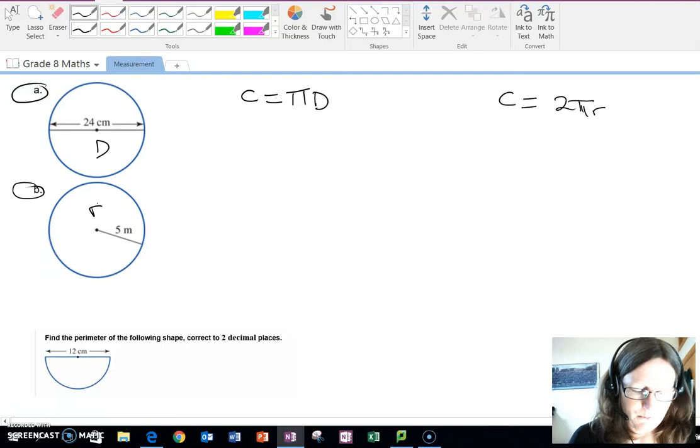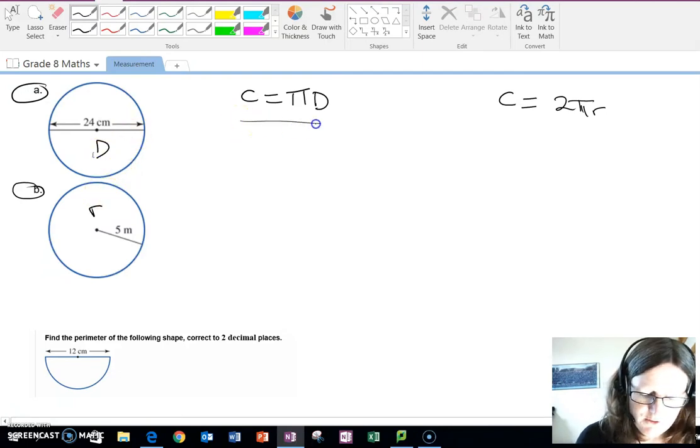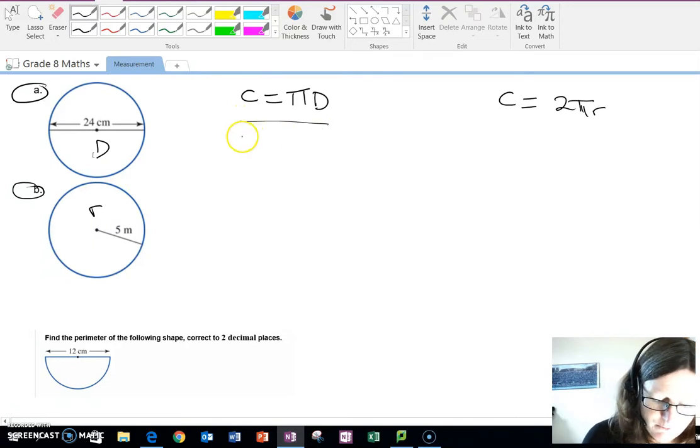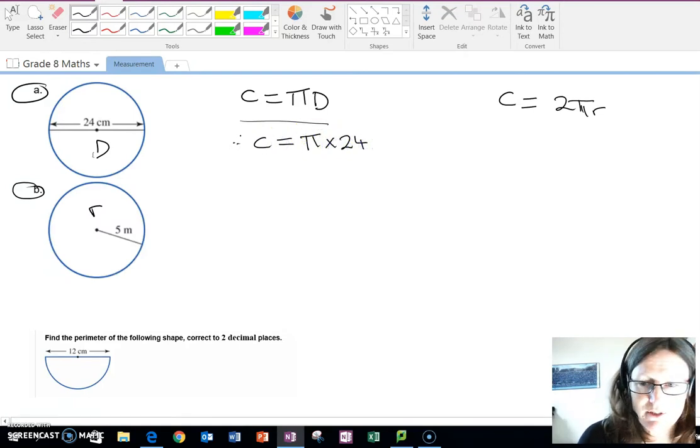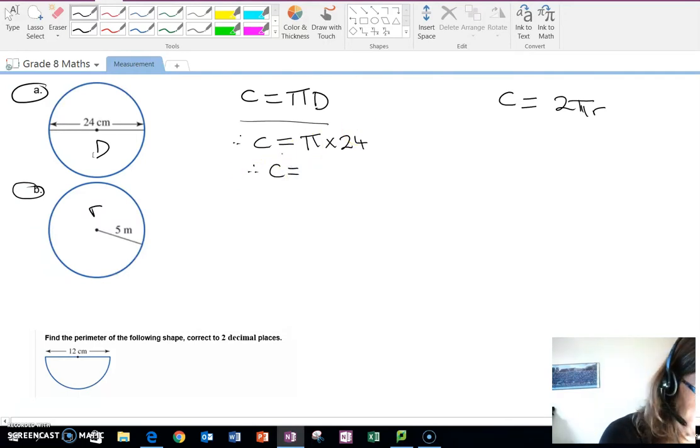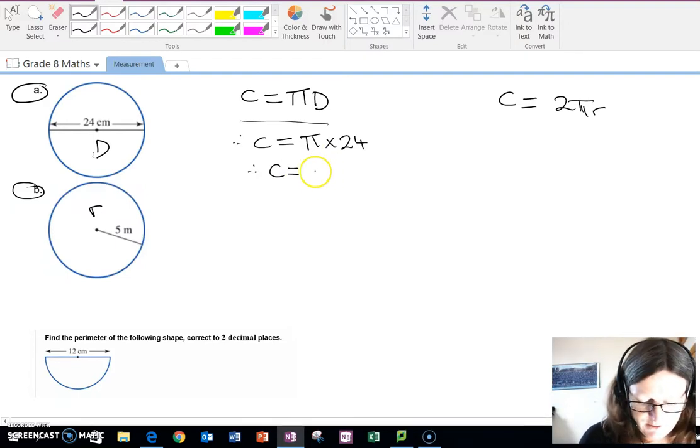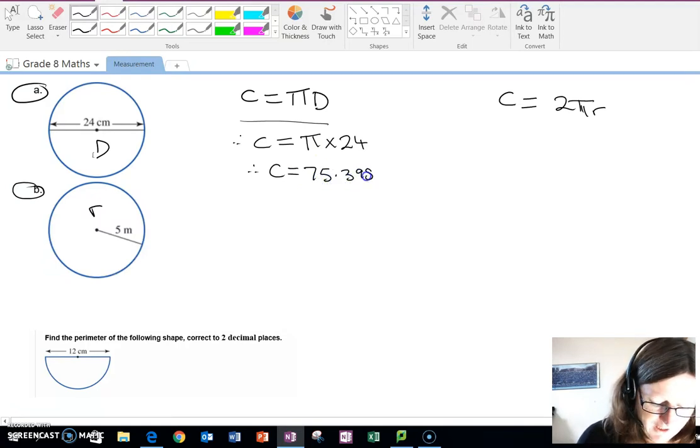So in this first example, we are given the diameter, so this is the formula we use, and we simply write circumference equals pi times 24, because the diameter is 24. We then use our calculator, and into our calculators we put the pi button, and then we times that by 24, and the circumference is 75.39822369 centimetres.